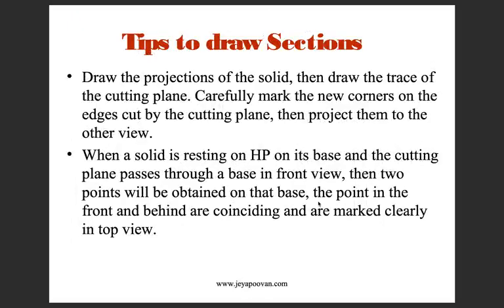So there are some tips to draw the sections. Draw the projections of the solid, then draw the trace of the cutting plane. Carefully mark the new corners on the edges cut by the cutting plane, then project them to the other view. When a solid is resting on the horizontal plane on its base and the cutting plane passes through a base in the front view, then 2 points will be obtained on that base. The points in front and behind coincide and are marked clearly in the top view.